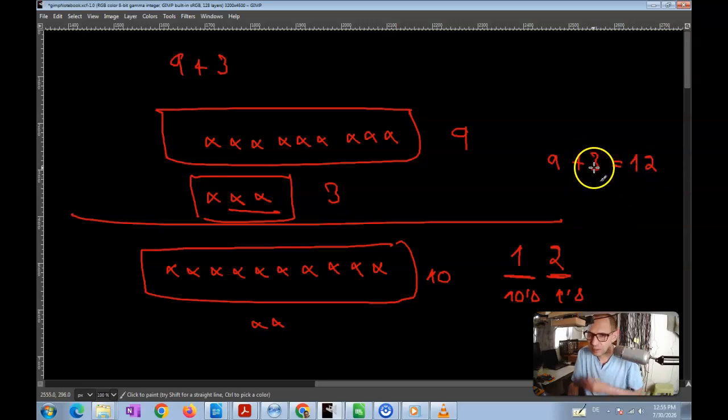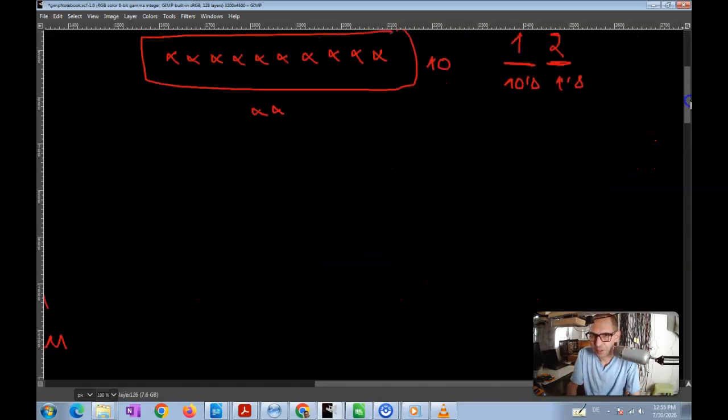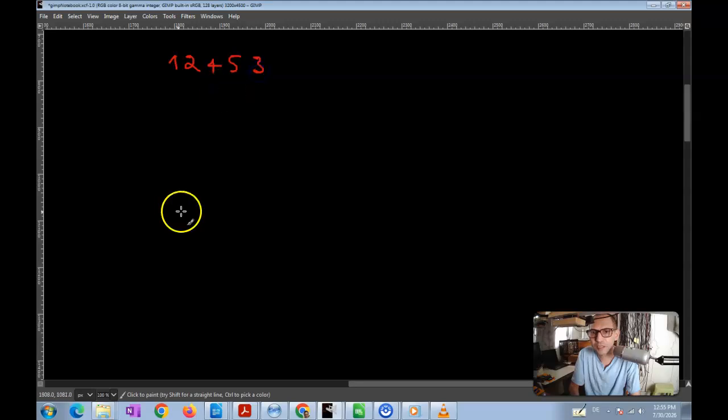And usually we already know how to do this operation, so from memory you know that 9 plus a 3 is equal to 12. So usually you just simply write your operation this way. You don't have to do anything else really. But there are circumstances where, for example, you want to do this operation: 12 plus 53, right?